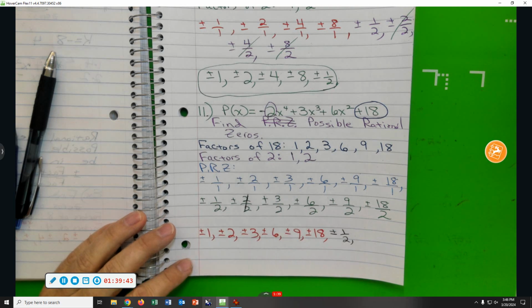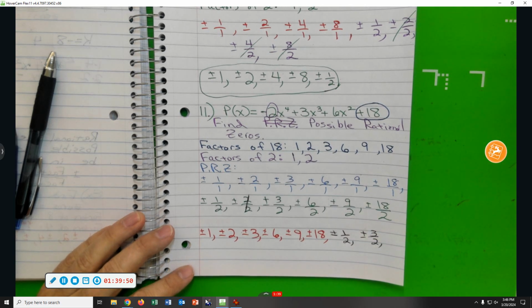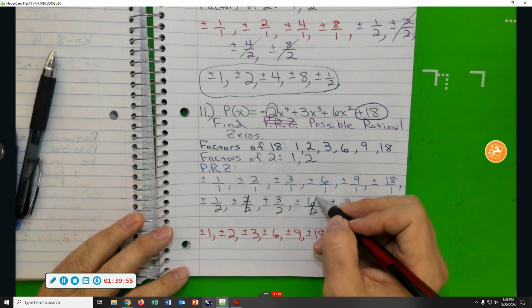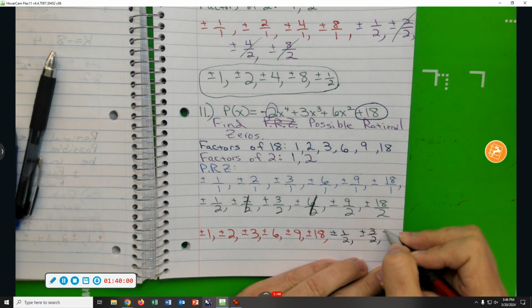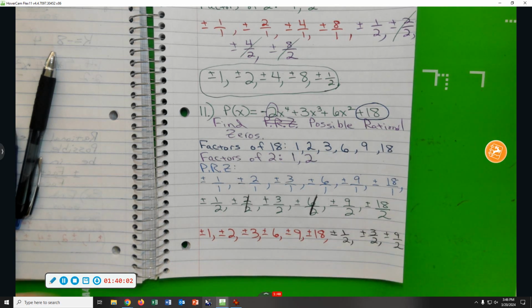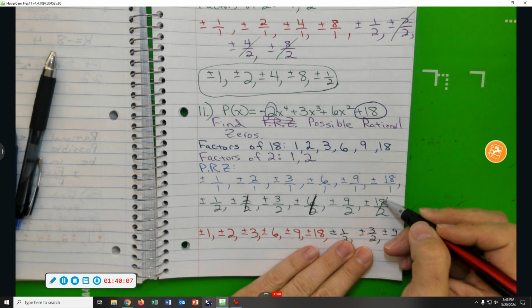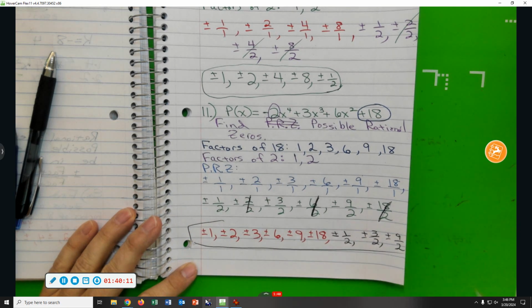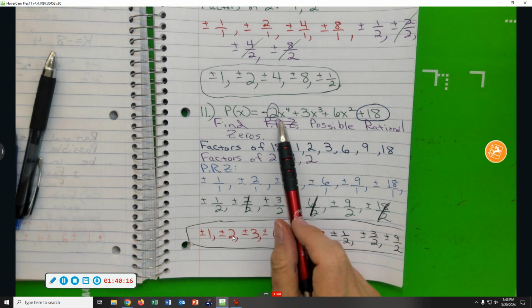2 over 2 is 1, we already have it. 3 over 2. Do we have it listed? No, we better list it. 6 over 2 reduces to 3. We have it. 9 over 2. No. 18 divided by 2. That's 9. We have it. So here, out of infinitely many rational numbers, there are infinitely many rational numbers that can be plugged in for x there.